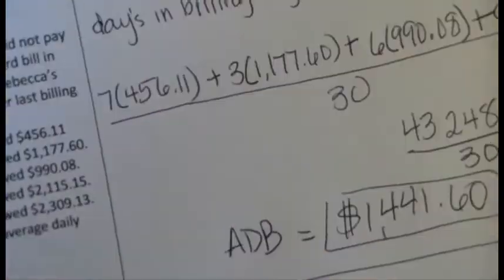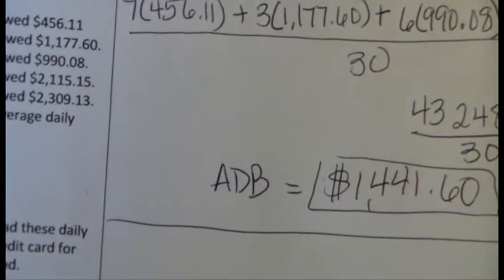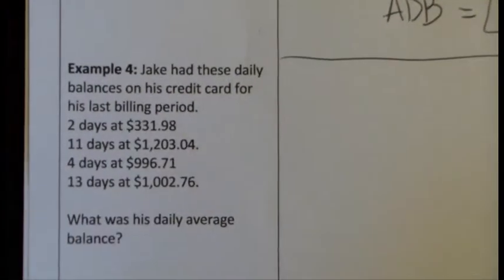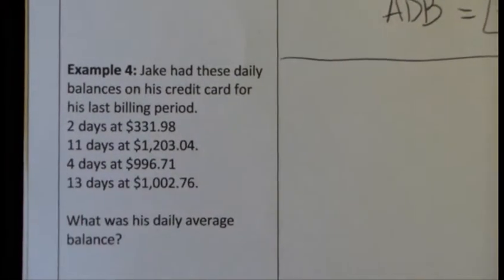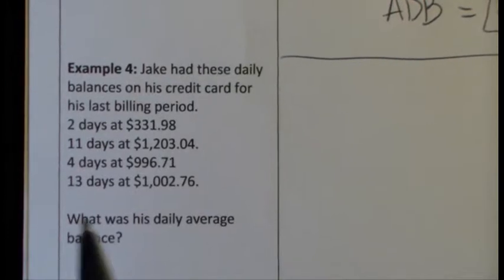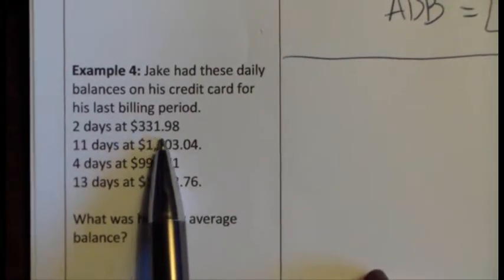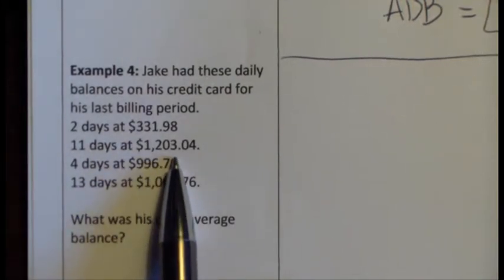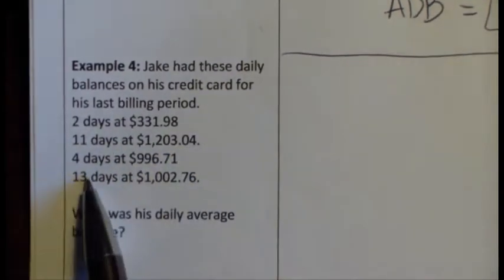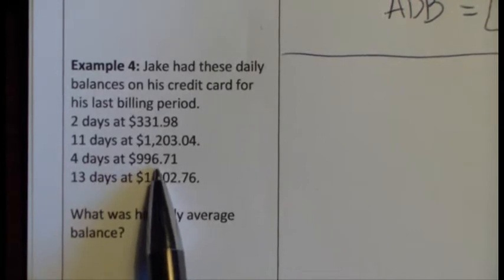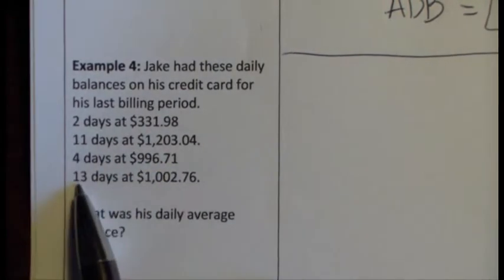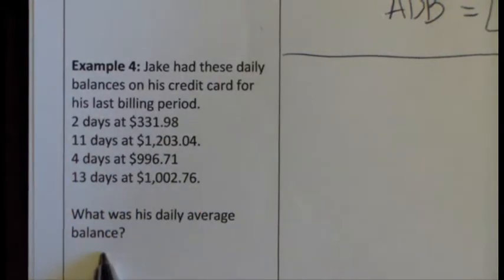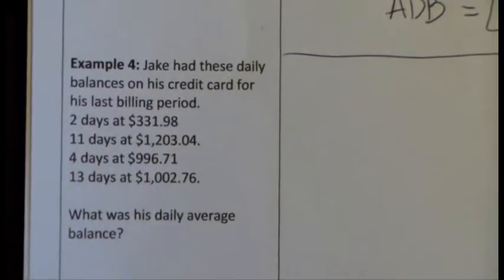All right, number 4. Jake had these daily balances on his credit card for his last billing period: 2 days at $331.98, 11 days at $1,203.04, 4 days at $996.71, 13 days at $1,002.76. What is his average daily balance?